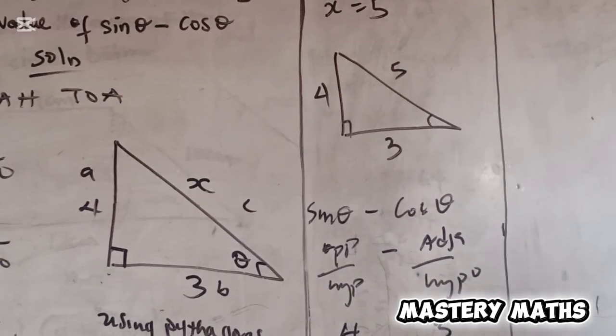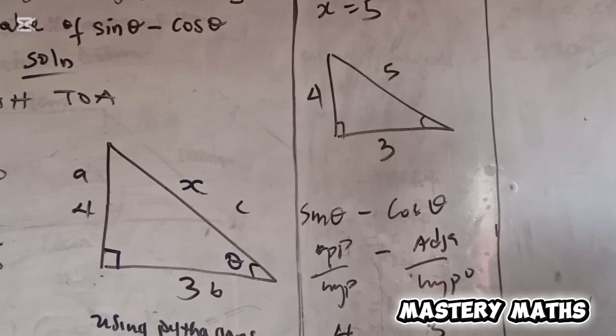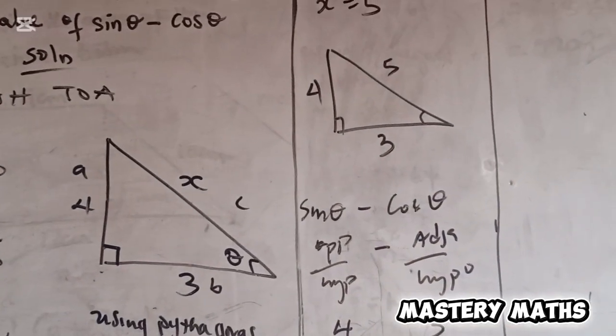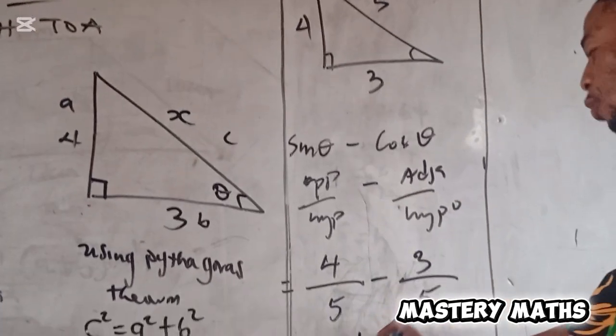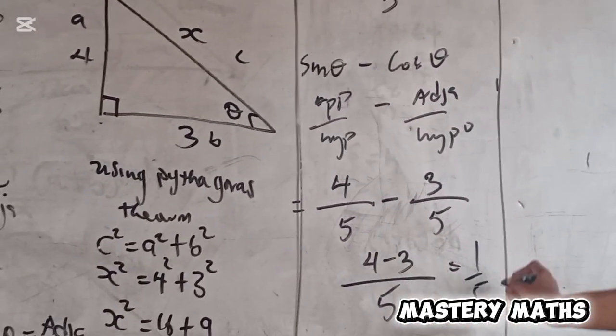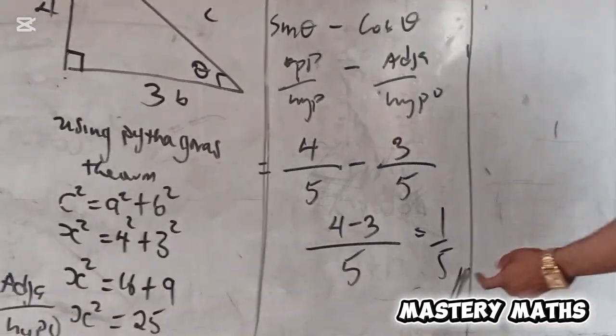Now if you look at the board, we have the same denominators. When the denominators are the same, you take one denominator. Now you subtract the numerators on top. The 4 minus 3 is 1. So we have 1 over 5. So 1 over 5 is the answer to sine theta minus cos theta.